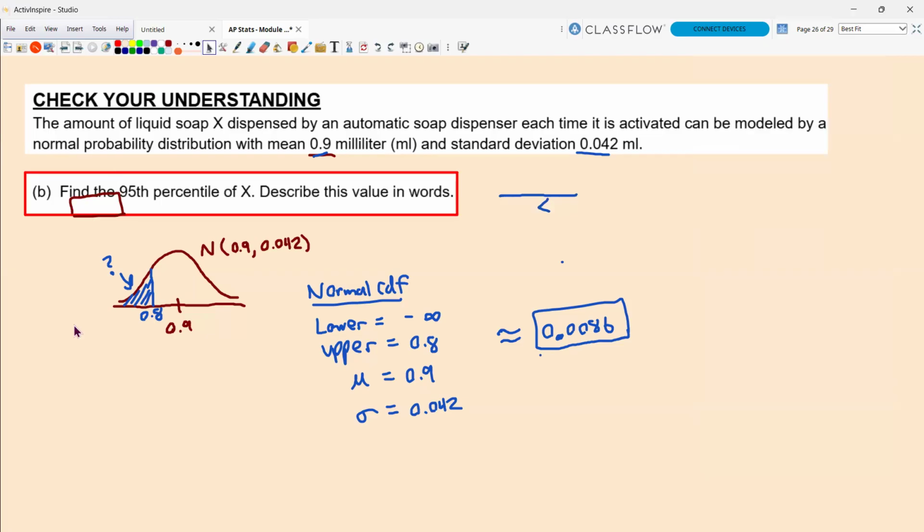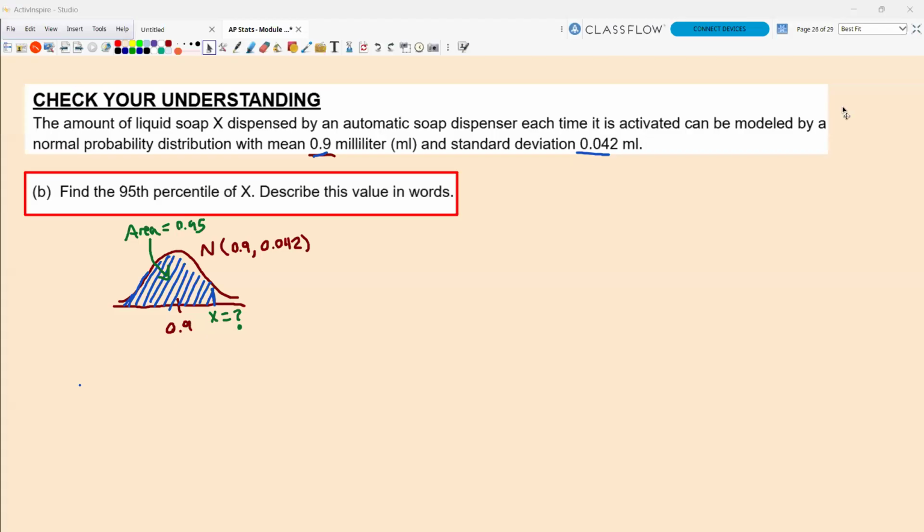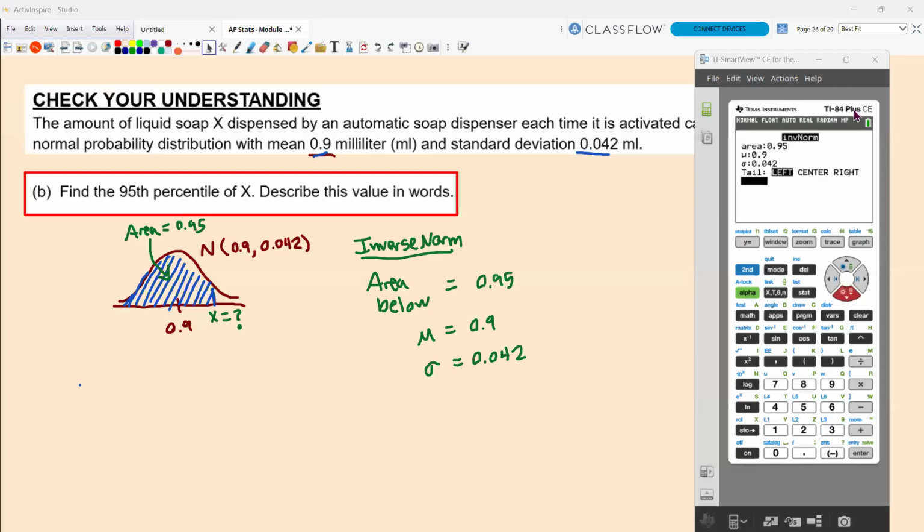Find the 95th percentile of X. Now remember, in this problem, you're trying to find, knowing the area below is 0.95, what that X value is. Remember, this is going to be an inverse norm. And then we'll want to describe this value in words. So we'll do our inputs for the inverse norm. Let's go down to paste. The 95th percentile is going to be about 0.969. In other words, 0.969 milliliters of soap.